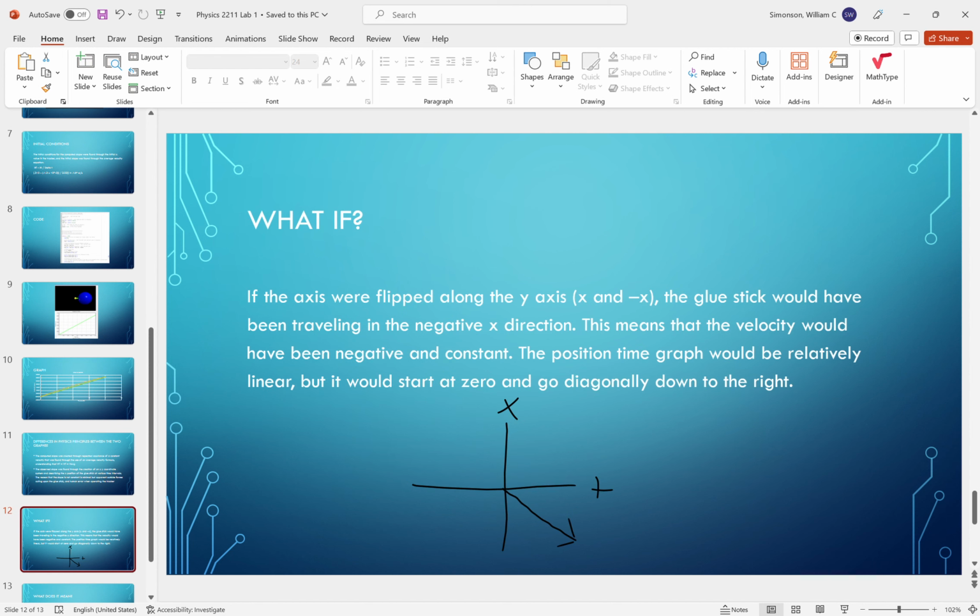What if the axes were flipped around so that x is the negative x direction? The glue stick would have been traveling in the negative x direction. This means the velocity would have been negative and constant. The position time graph would be relatively linear, but it would start at 0 and go diagonally down to the right, which you can see by my drawing.